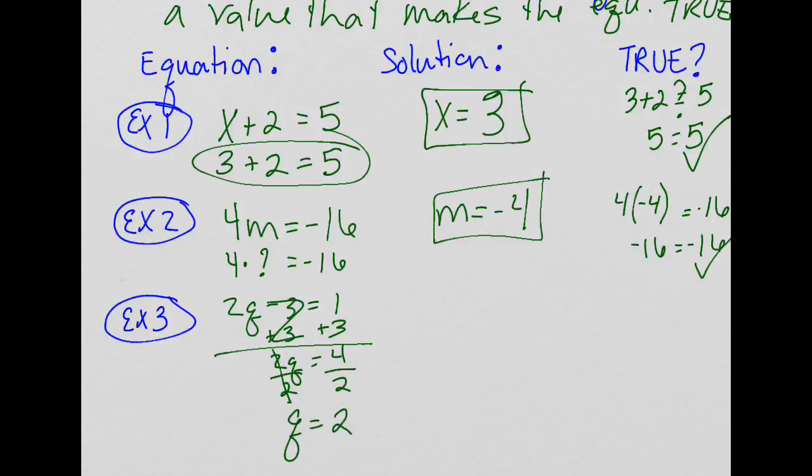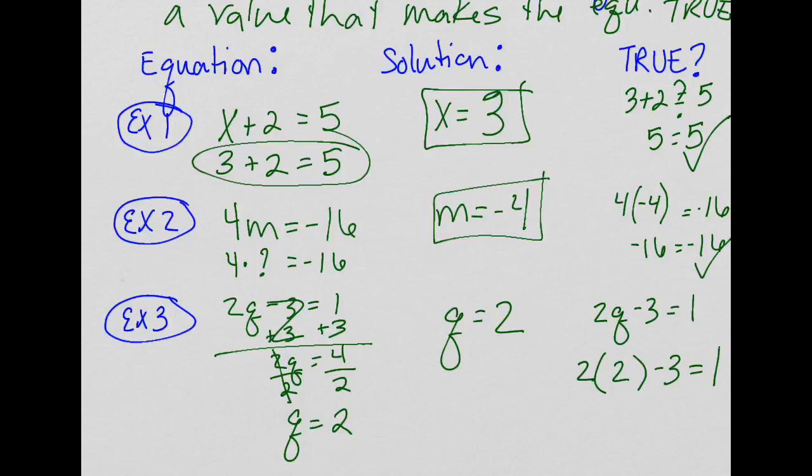So I believe my solution is 2, but I would like to check it. So the original equation, 2q minus 3, was equal to 1. I'm going to say 2 times my q value of 2 minus 3, and I'm going to hopefully see if it's equal to 1. Order of operations, 2 times 2 is 4. 4 minus 3 is 1. 1 is equal to 1. Therefore, I know q equals 2 is my solution.